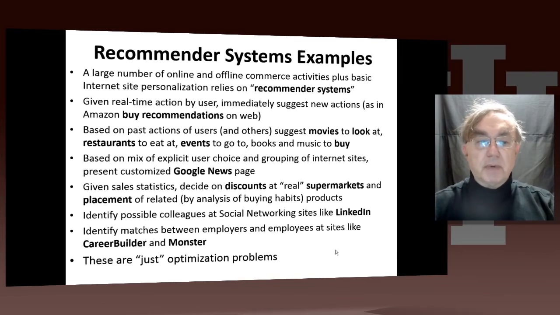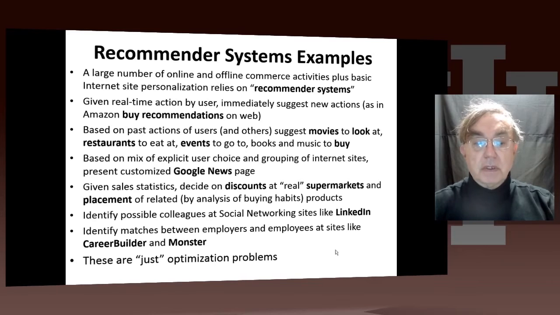So the obvious example is Amazon, which probably first popularized this by the buy recommendations they have on the web. Other examples are Netflix, which is movies to look at. There are sites that use recommender systems to recommend restaurants to eat at, events to go to, and of course, everything to buy. There are related technologies which use a mixture of user choice and grouping of internet sites together that present customized Google News pages and similar types of websites.